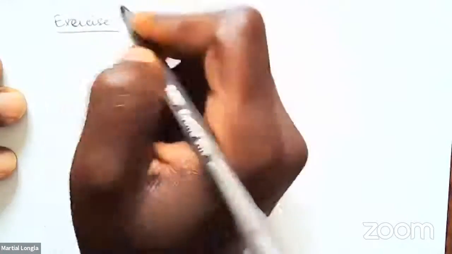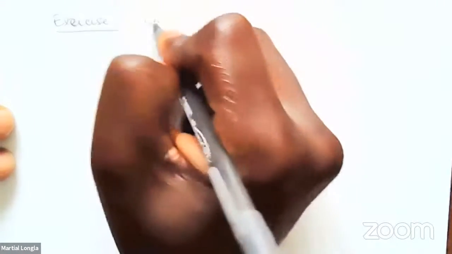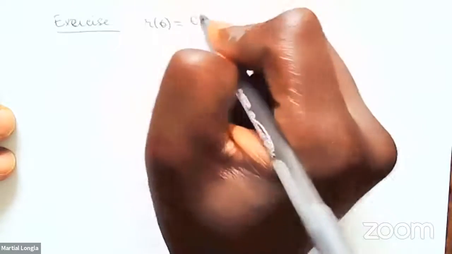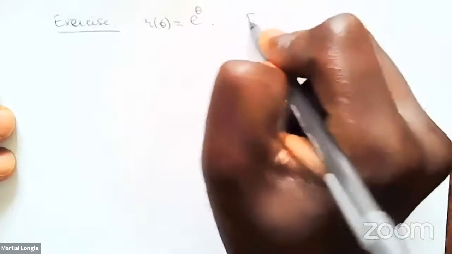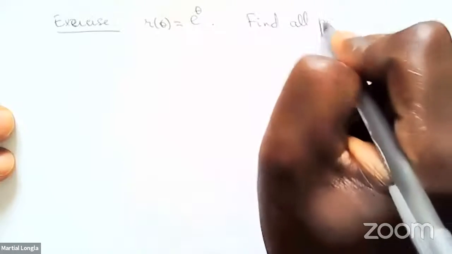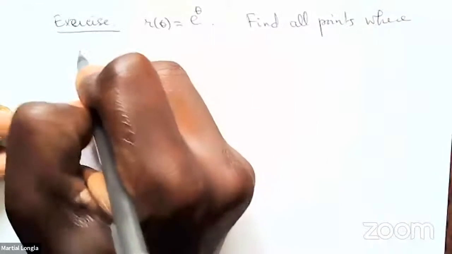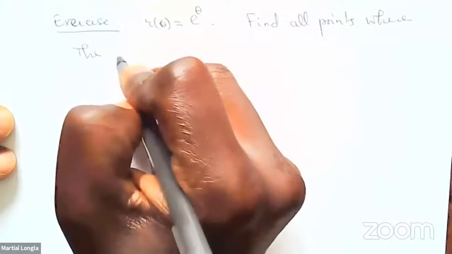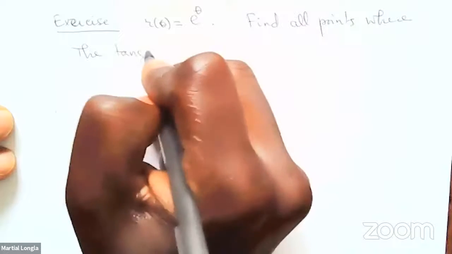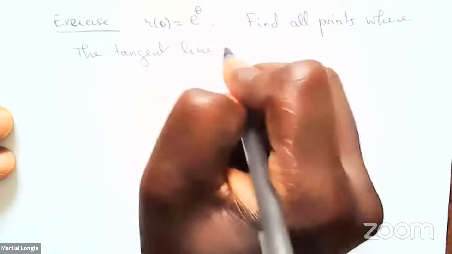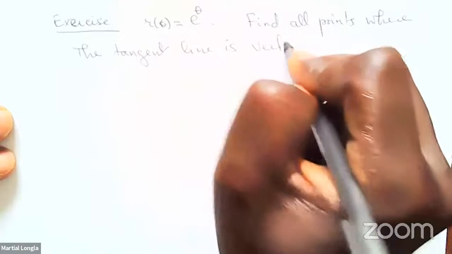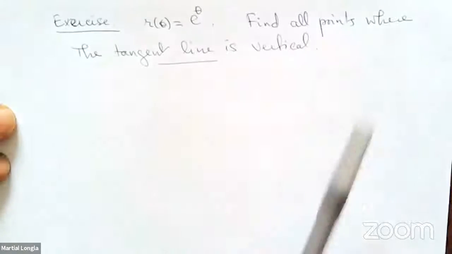And first, let me give you this one example. Find all points where the tangent line is vertical. Let's you do this first.